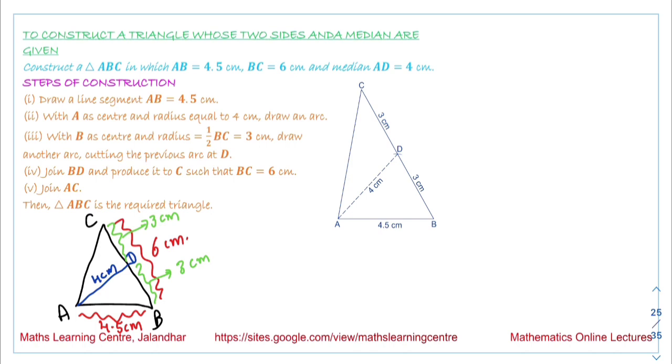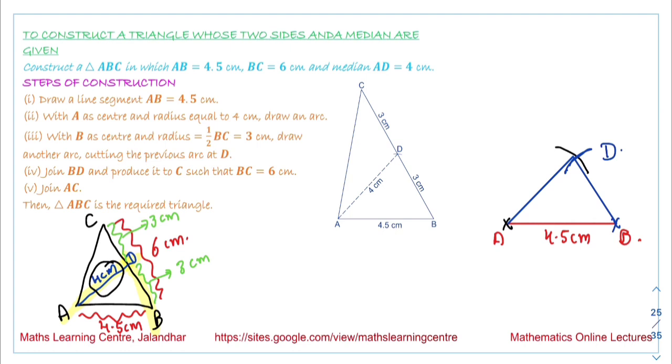So to construct this triangle, we start with drawing a line AB of length 4.5 centimeters. Then what we know is that this length AD and this length BD, these two lengths we know. So we open the compass with the radius 4 centimeter. We keep the tip of the compass at point A, and we draw an arc over here. Then we keep the tip of the compass at point B, and we draw an arc over here. So what we get is the point D. When we join these points, this is AD, and this is BD basically.